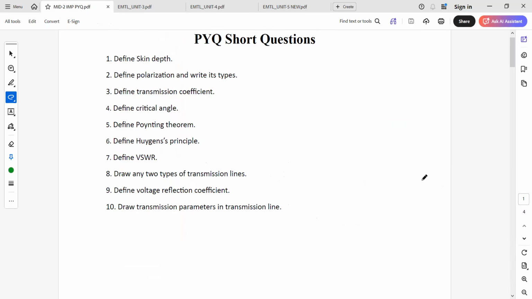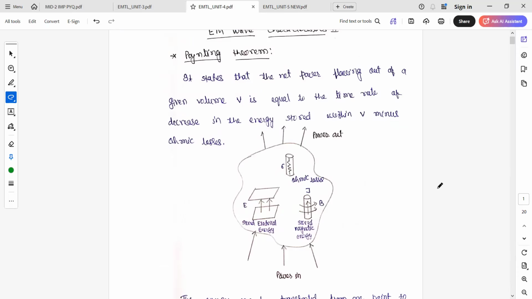Next question is define Poynting theorem. Poynting theorem and Poynting vector are both always important. If you have to derive this question, then it will become a long question. Poynting theorem says that the net power flowing out of a given volume is equal to the time rate of decrease in the energy stored within the volume V minus ohmic loss.